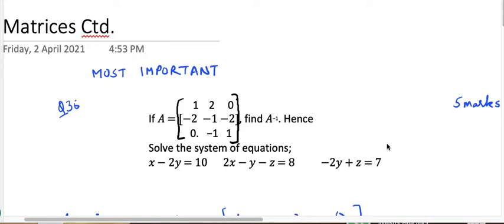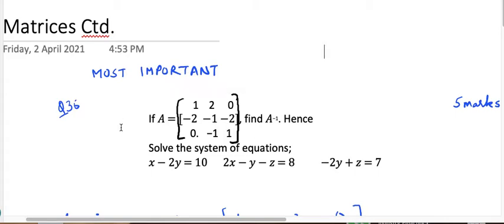Before I proceed further, do not skip this video thinking that it is the same problem as there in your NCERT book. It is different. The problems you have done in the book are of the type simple matrix method: Ax equal to B gives you x equal to A inverse B. This one is slightly different. So let us proceed and see how we are going to solve.